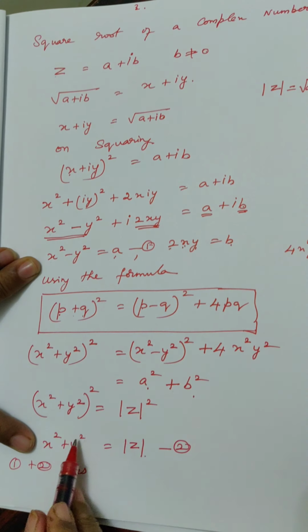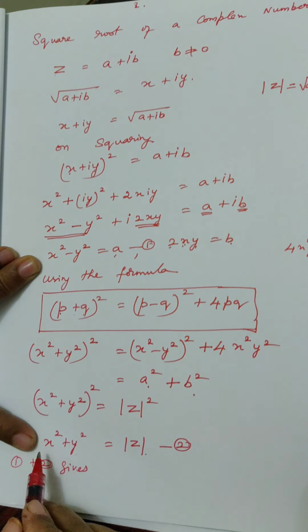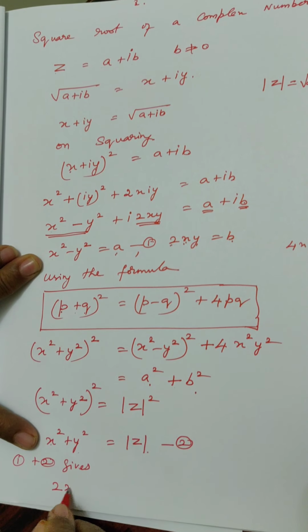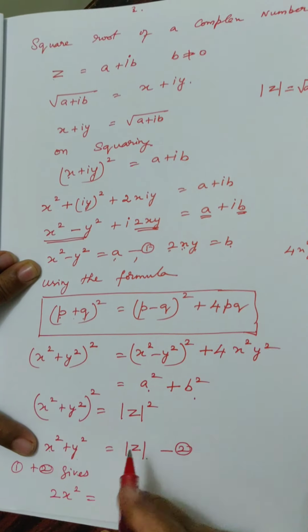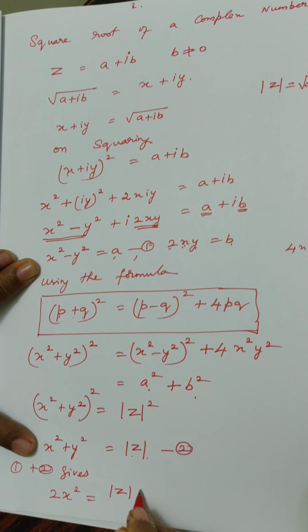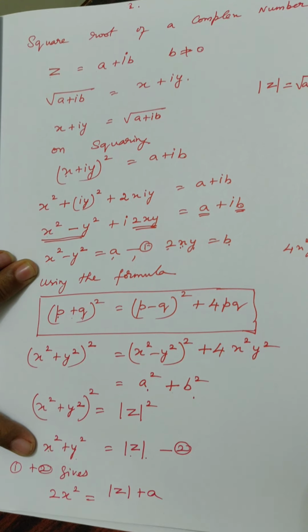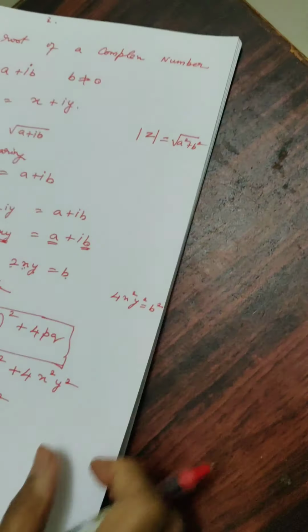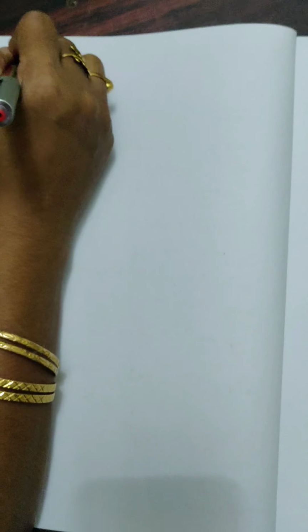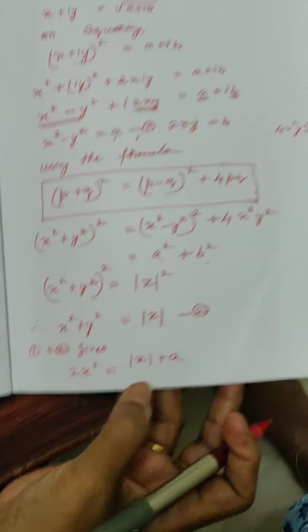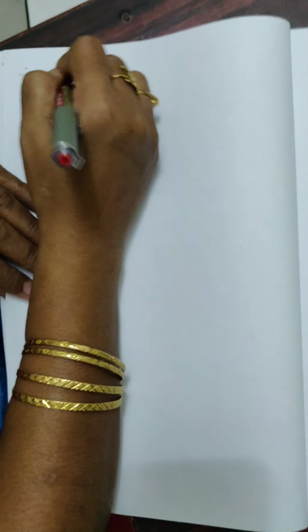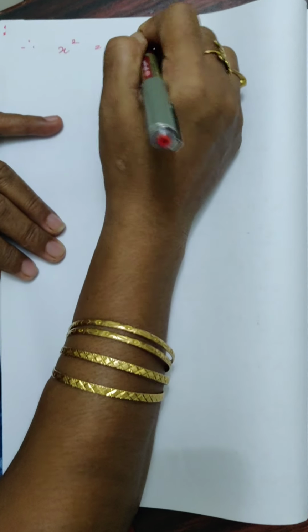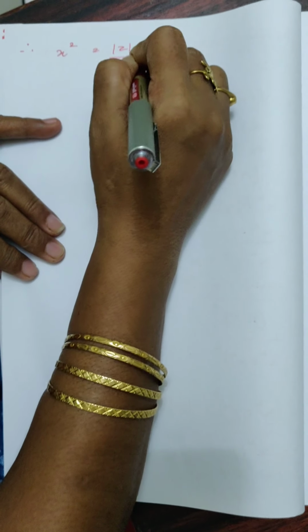This y square and this y square get cancelled. Here x square, here also x square. So 2x square equal to, I am adding these two. Therefore you are getting modulus of z plus a. Clear now? Therefore 2x square is equal to modulus of z plus a. Therefore x square is equal to modulus of z plus a whole thing divided by 2.